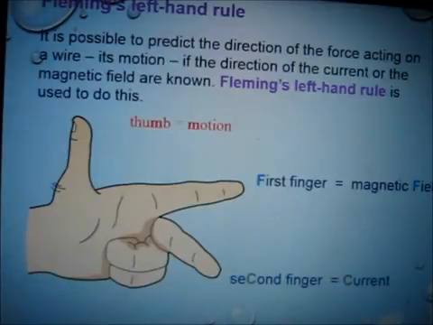The first finger, that is the index finger, gives the direction of the magnetic field. The second finger, that is the middle finger, gives the direction of the current. The third finger, that is the thumb, gives the direction of the motion. So if we keep our hand, noting the three directions, we will get the direction of the motion easily.